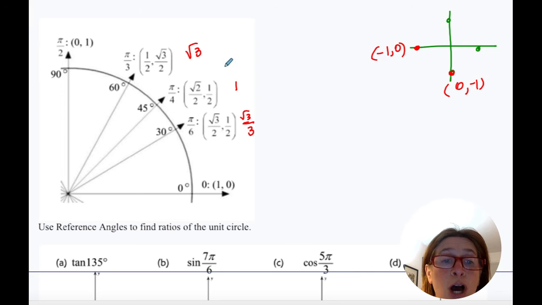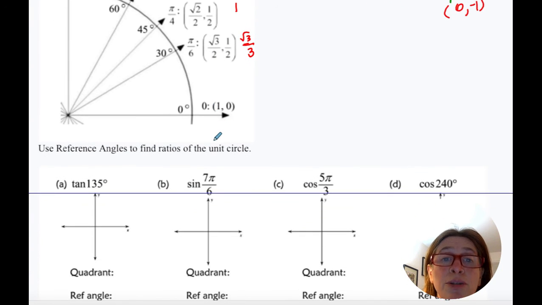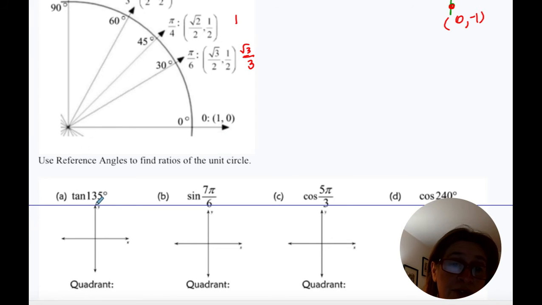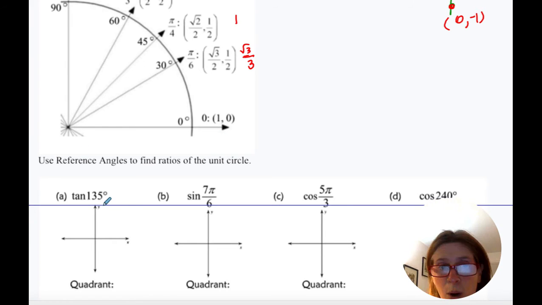Okay. All right, so how do we use it? You want to use the reference angle to help you. So tangent of 135, okay? That's in quadrant 2. I don't want the quadrant 2 angle. I know that all the angles that have a 5 in them, their reference angle from the unit circle is going to be 45. So really I want the tangent of 45.